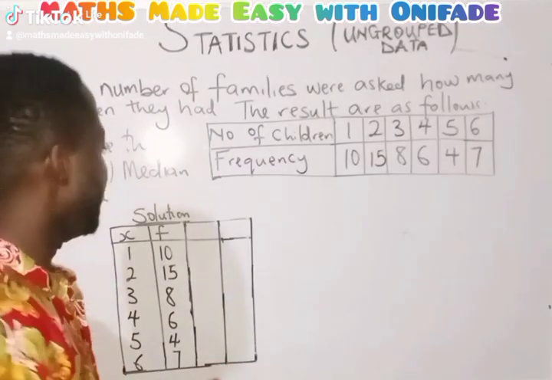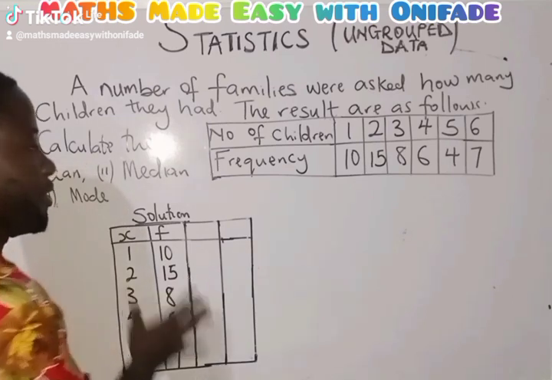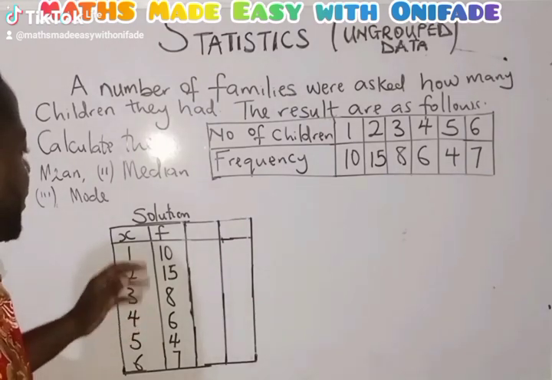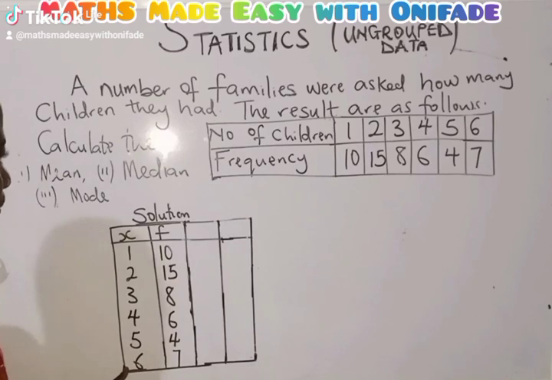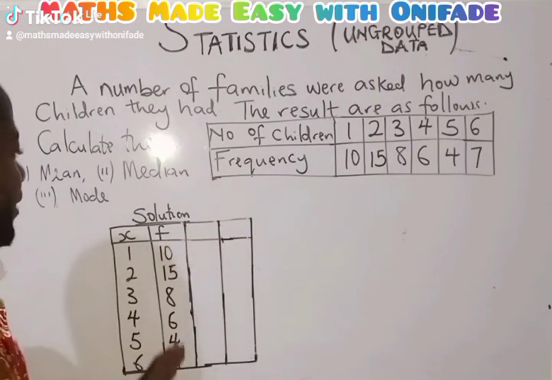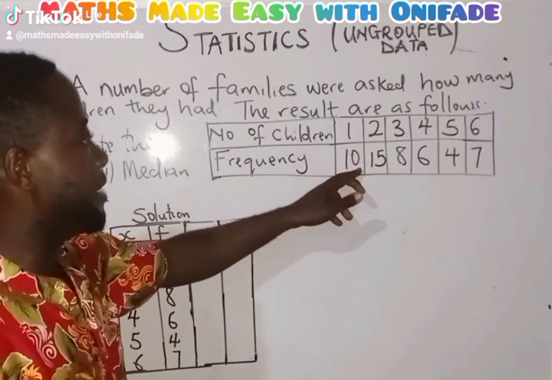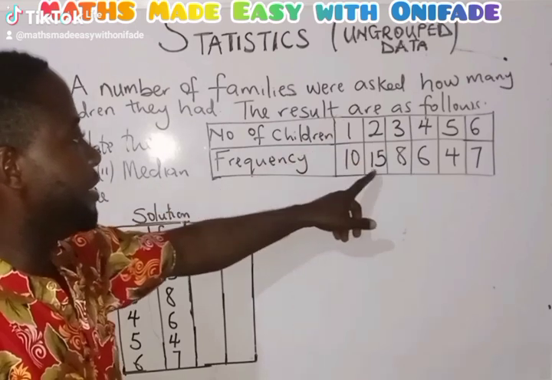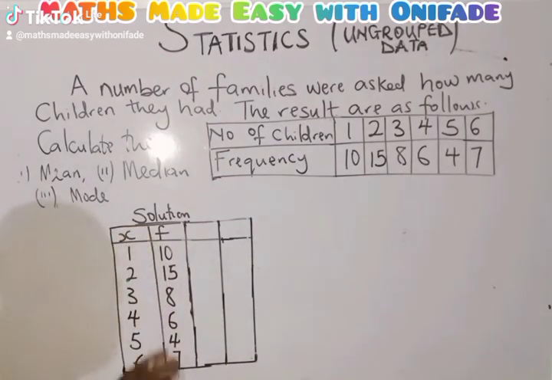Before we can find the mean, median, and mode, we have to prepare what is known as a frequency distribution table. A frequency distribution table involves the number of children, which is represented with X, then the frequency, that is the number of families that had what? One child, the number of families that had 2 children, and so on. So we have them in our frequency distribution table now.